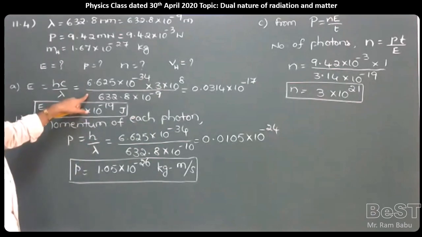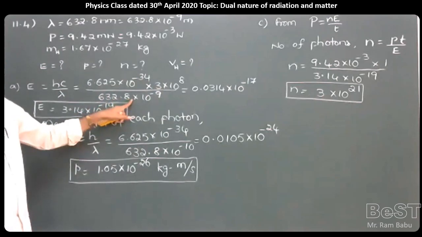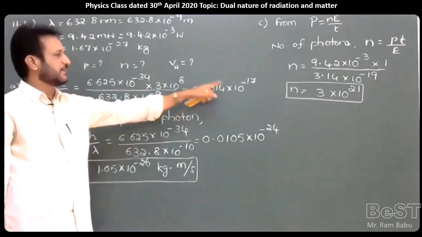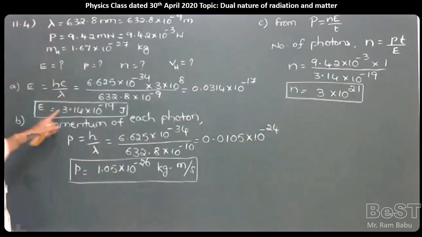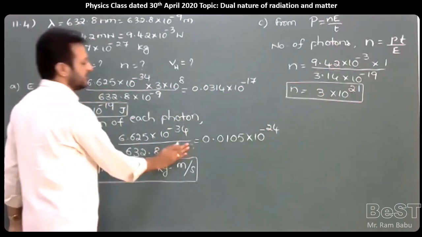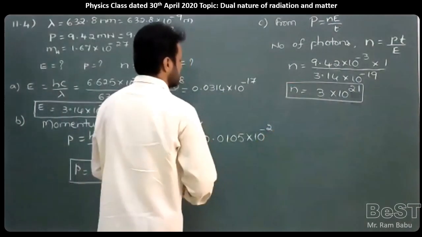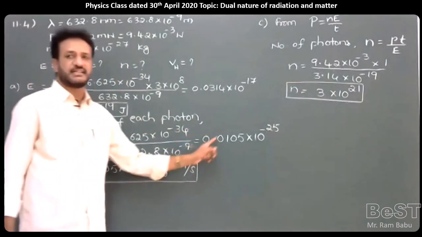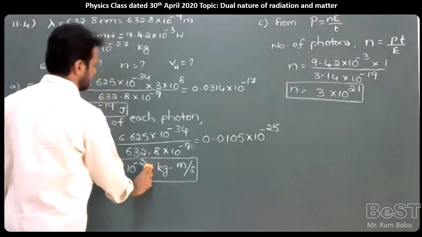Now check here. 6.625 into 3 divided by 632.8, minus 34 plus 17 is equal to 10 power minus 17, correct. 0.0314 into 10 to the power of minus 17, correct. 3.14 into 10 power minus 19 is also correct. Here we have to check your value with 10 to the power of minus 9. Here also, 10 power minus 25 should be written. And if you adjust 2 digits to the right side, we get 1.05 into 10 power minus 27.